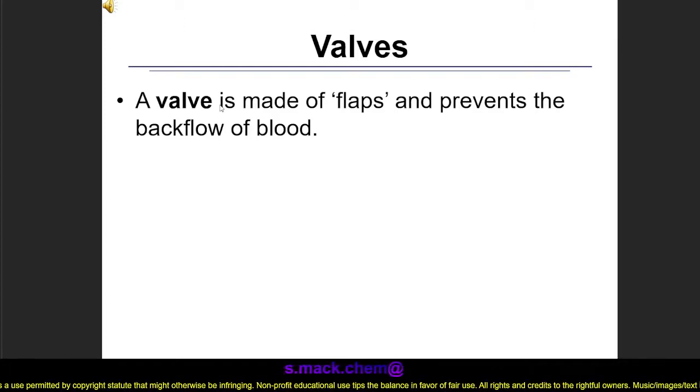Now, a valve is said to be made up of flaps. I'll show you what it looks like. But the structure of the valve is such that it prevents the backflow of blood. This is our definition of a valve. Please take it down from the screen. I will continue.